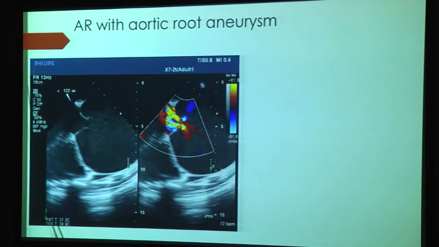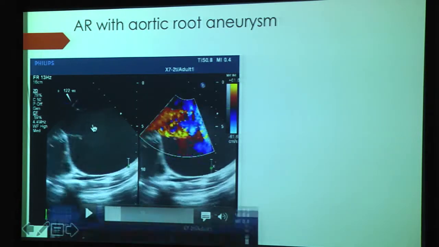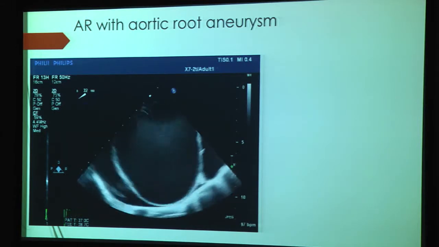And the last case, if you get to it, is AR with an aortic root aneurysm. So this patient had an enormously dilated aortic root, about 8 centimeters, which also involved the aortic valve annulus, stretching the valve open, so it had a central defect, couldn't coapt anymore, which caused severe aortic regurgitation. From the top, it looks like that. You can see the defect even in 2D in the short axis view extremely well.